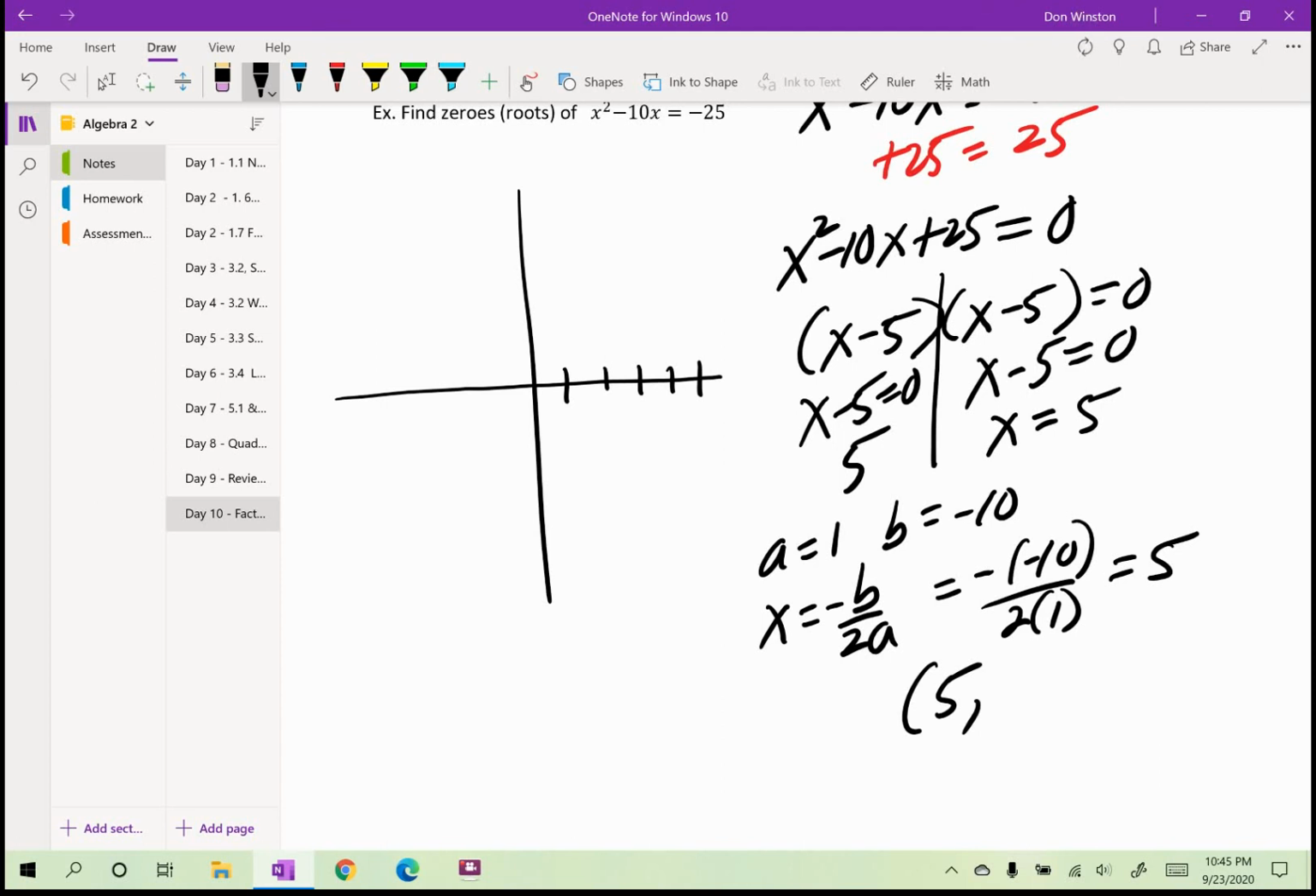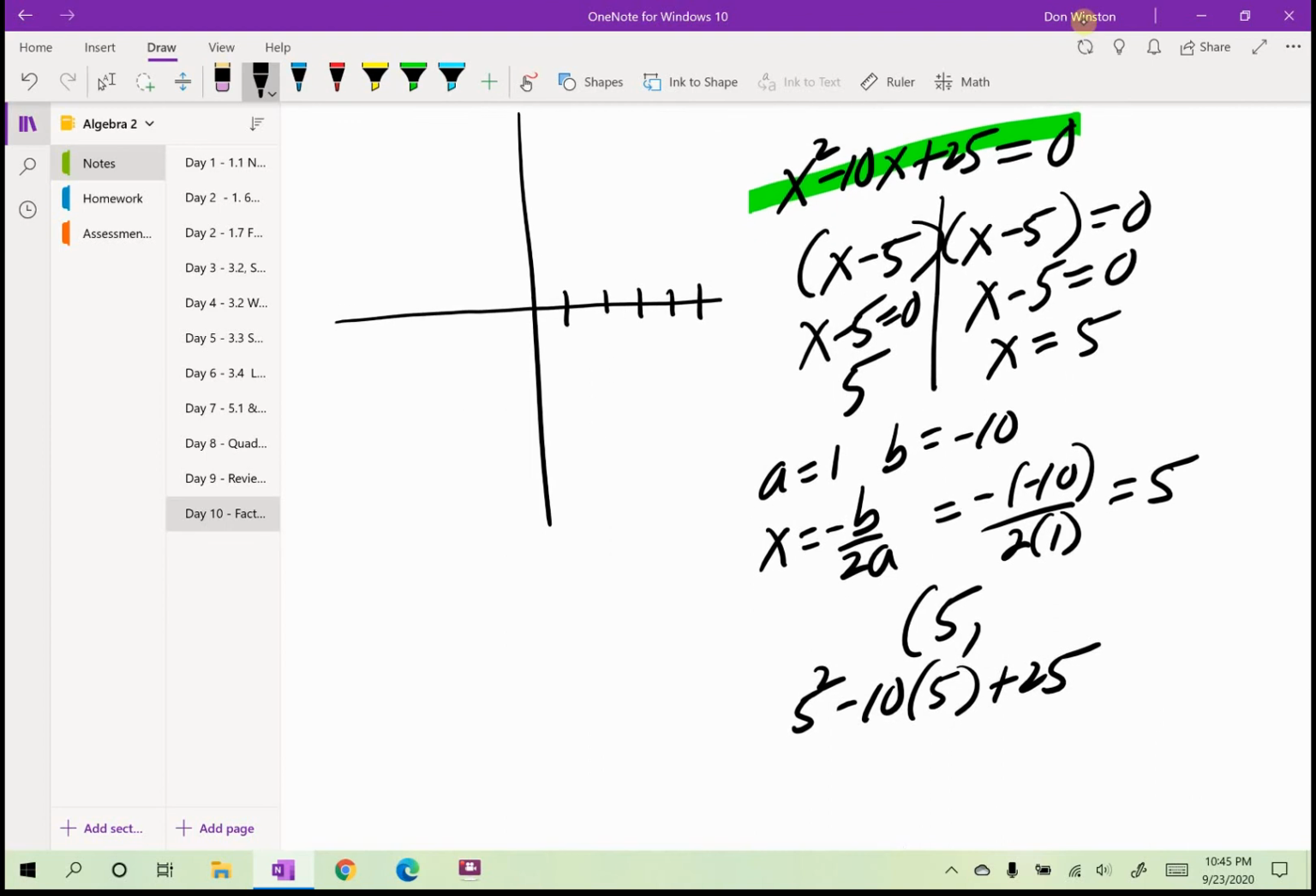And then if I substitute that into that function there, okay, what do I get? I get x squared. Well, 5 is x, so I get 5 squared minus 10 times 5 plus 25, and then that will give me 25 minus 50 plus 25, which equals 0. So my vertex is 5, 0.